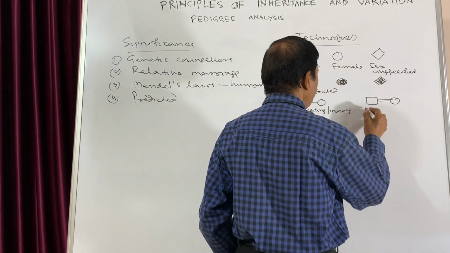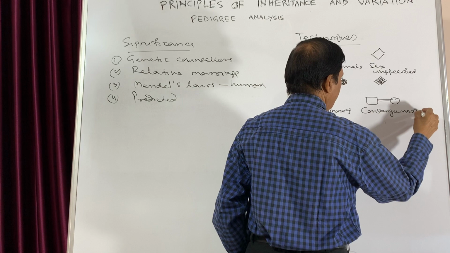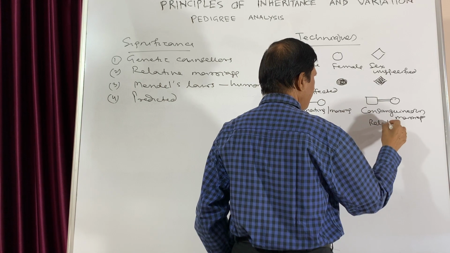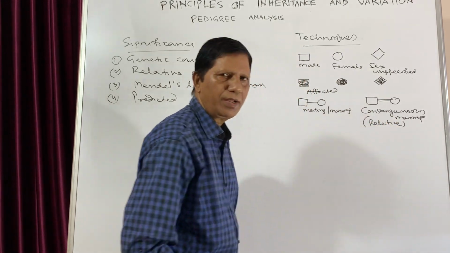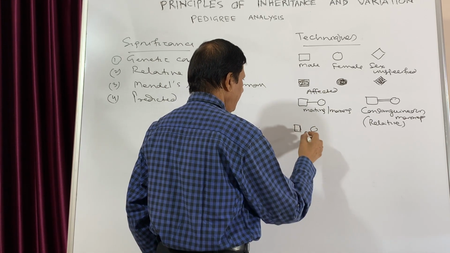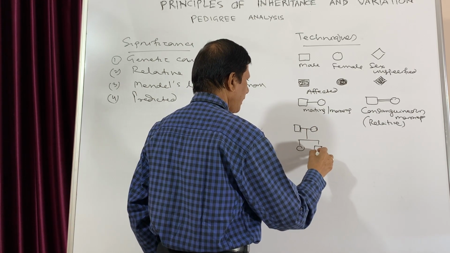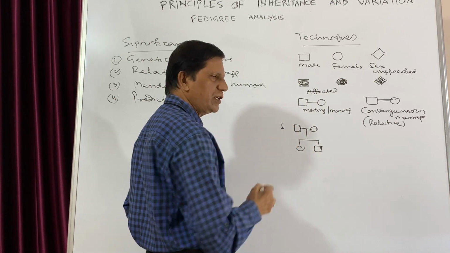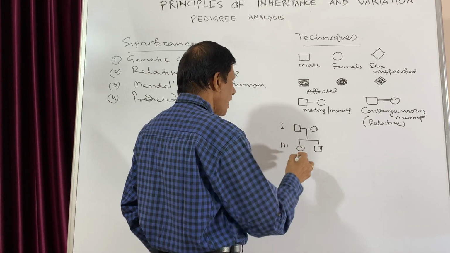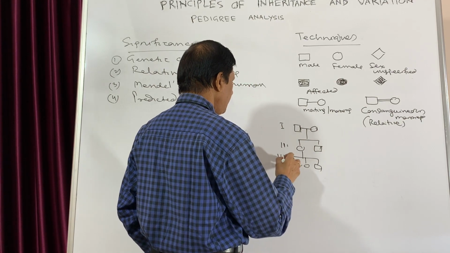That means it is known as consanguineous marriage. That means marriage between relatives. Then if this is the male, this is the female, the line of mating, then these are the children. That means generation: this is generation 1, this is generation 2. And again if there are further children, then this will be generation 3.